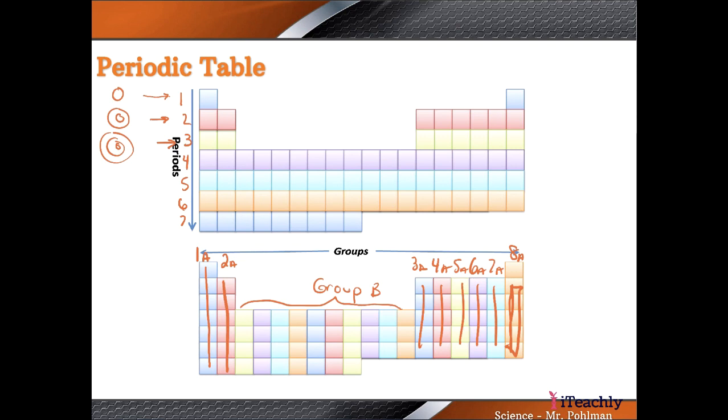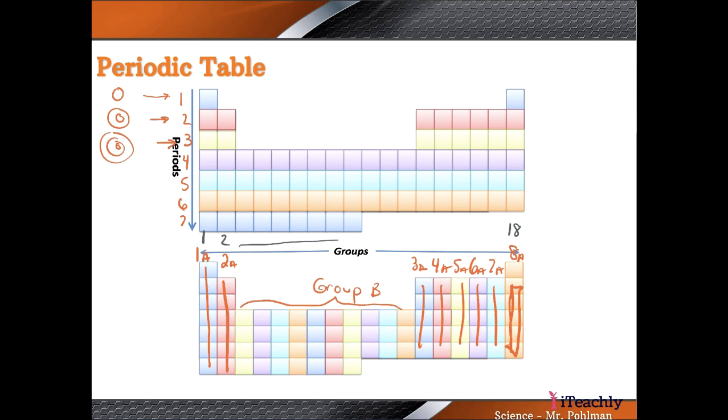The other way that you can number the groups on the periodic table, if you don't separate them up into the group A and B elements, is you just number them from left to right, all the way from 1 to 18. That's the other way that you could do this.